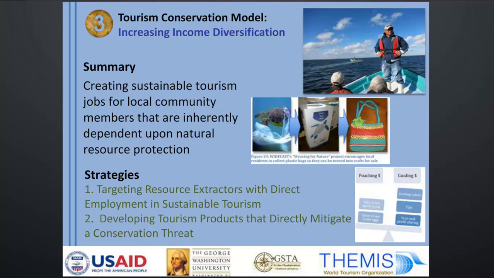The third model is focused on increasing income diversification. This is really focused on creating sustainable tourism jobs for local community members that are inherently dependent upon natural resource protection. There are usually in communities that live within protected areas and parks a number of individuals that are somehow involved in resource extraction for all those different activities I've already mentioned: hunting, farming, fishing. Within tourism, there's a great opportunity to target those individuals with sustainable tourism employment.